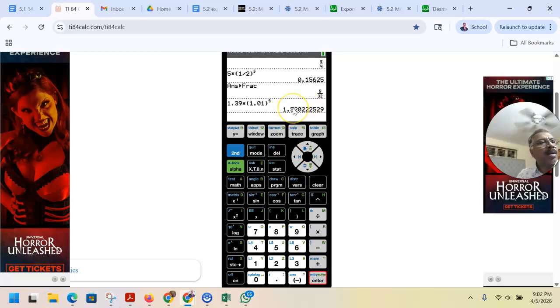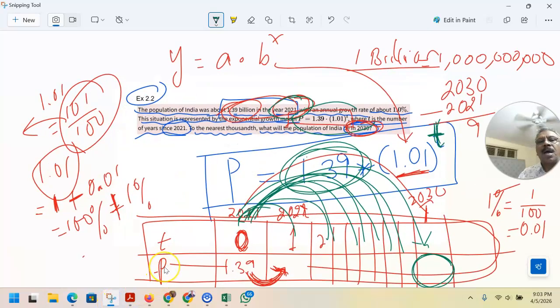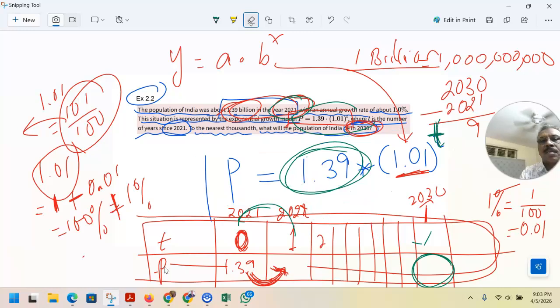So you get this answer, 1.52. We can round it to 4 decimal places, 1.5202. So remember this answer is 1.5202. So the population. So let's go back to your question. So the answer here is okay.